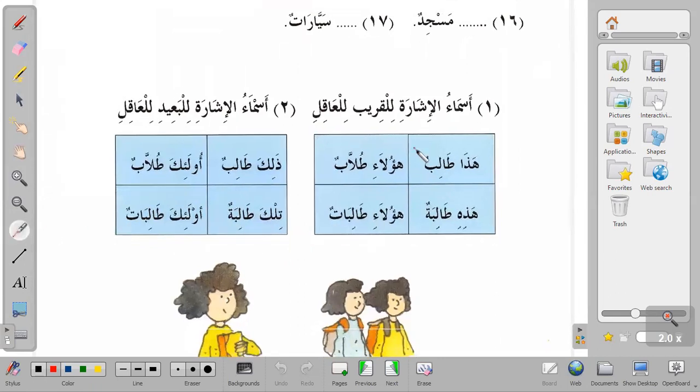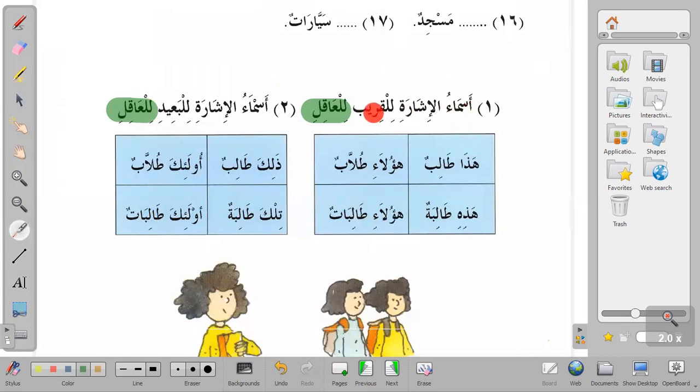So please observe here. This is just a brief summary. Asma'ul ishara lil qarib lil akil. Okay, so here we are dealing with akil. Akil. Then that have akil.